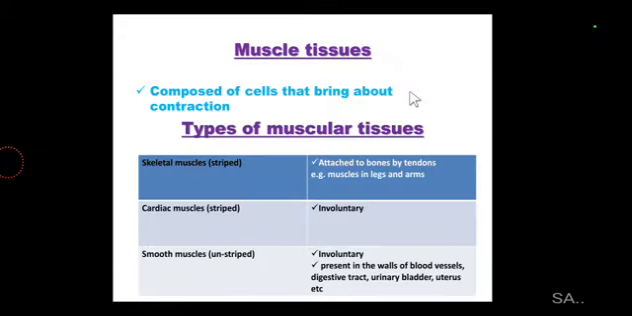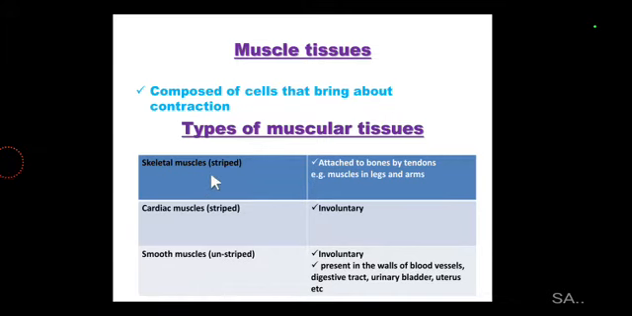Now I move to the third type of tissue, that is the muscular tissue. Muscular tissues are found in animals, and they help the animals to move. Muscular tissues are composed of cells that bring about contraction, and thereby they allow movement in the animals. There are different types of muscular tissues like skeletal muscles, cardiac muscles, and smooth muscles.